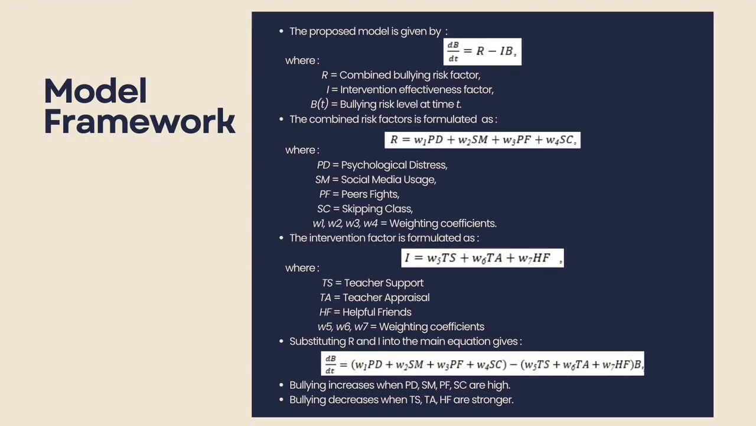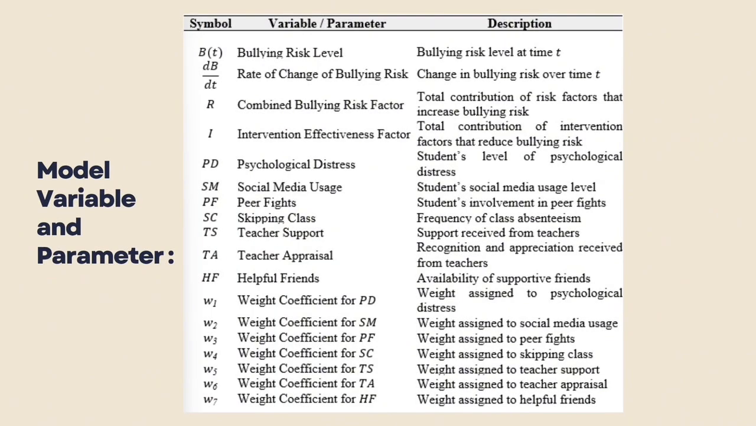Next is the model framework. The proposed model describes the changes in bullying risk over time. The combined risk factor represents factors that increase bullying risk, while the intervention factor represents protective factors that reduce risk. When risk factors become stronger, bullying risk increases. Meanwhile, a stronger intervention factor helps decrease the risk level. Next, the model variables include psychological distress, social media usage, peer fight, skipping class, teacher support, teacher appraisal, and helpful friend. Each factor is assigned a weighting coefficient to represent its influence on bullying risk.